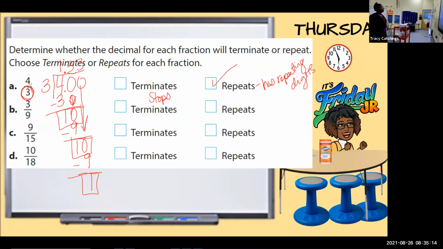All right, did somebody try 3/9? What did you get? How did you do it? Repeat. 3 divided by 9. That'll be what? 3? Yeah. That 3 looks like it's gonna keep going. Good job. All right, what about 9/15?